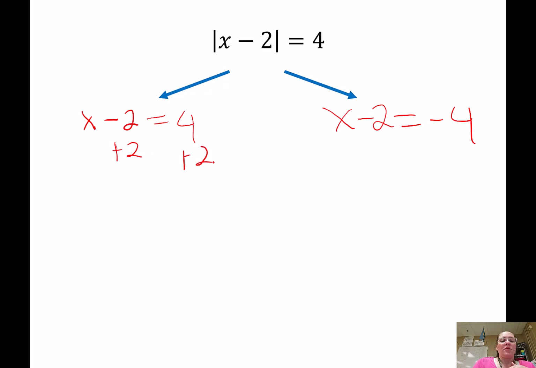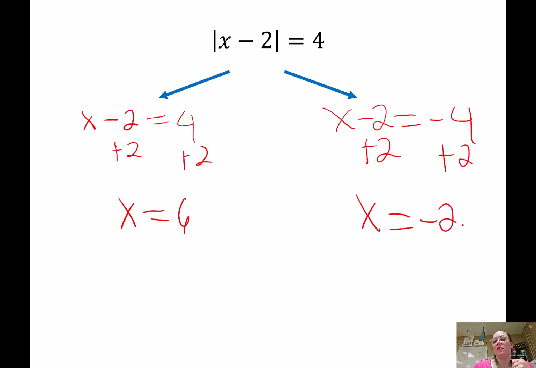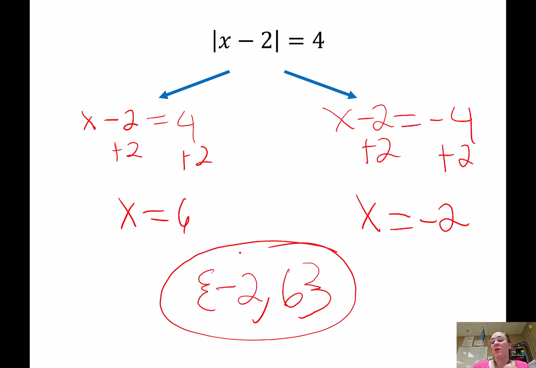So I'm adding 2 to both sides. I get x is equal to, well, 4 plus 2 is 6. And I'm going to do the same steps over here. Negative 4 plus 2 gives me negative 2. So either, and I didn't do this on the first two, and I apologize, so my solution is negative 2 or 6. And yes, I have to have both answers for it to be correct.